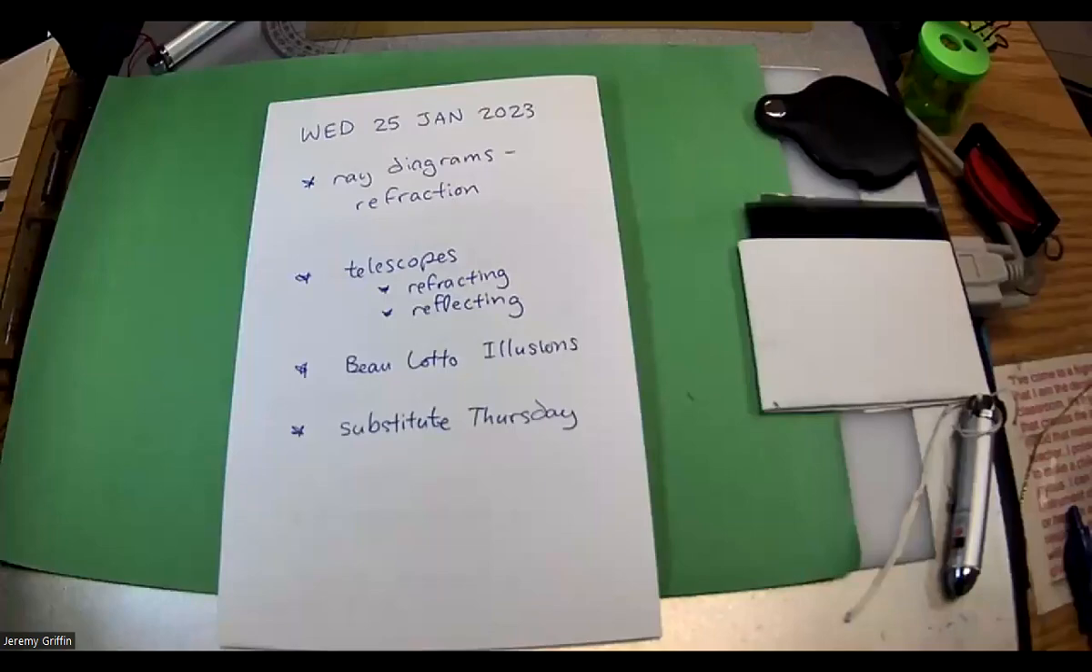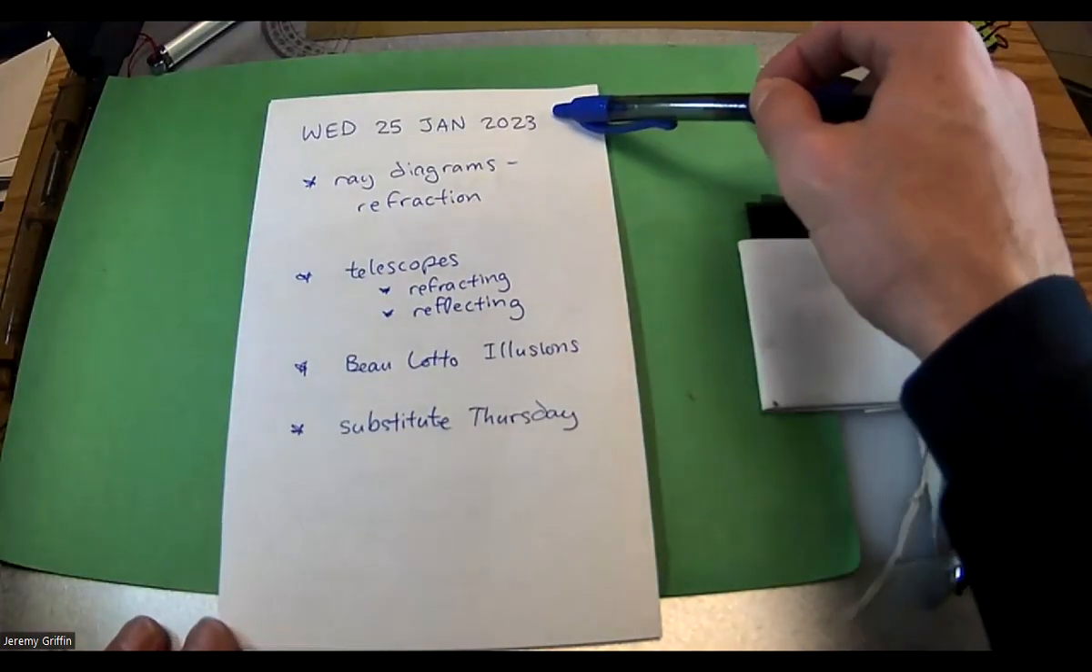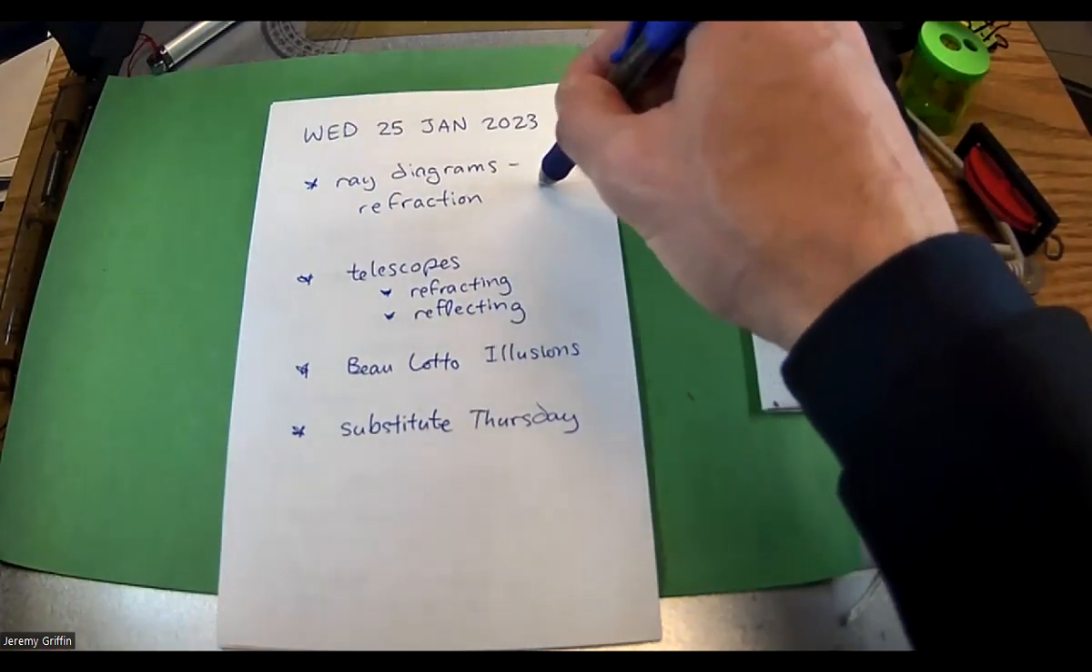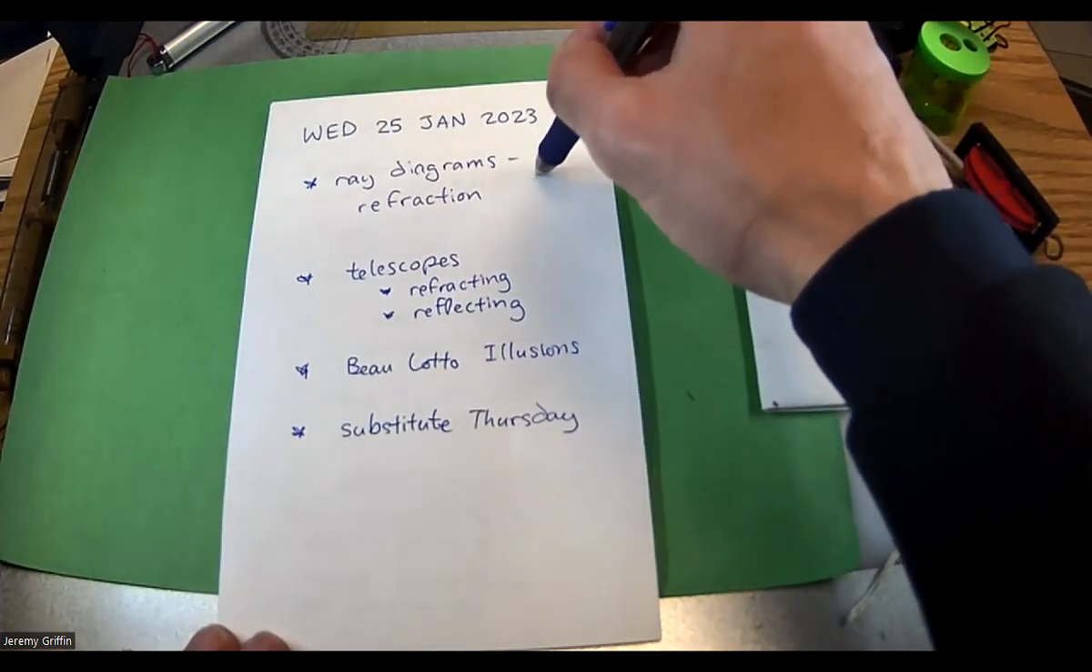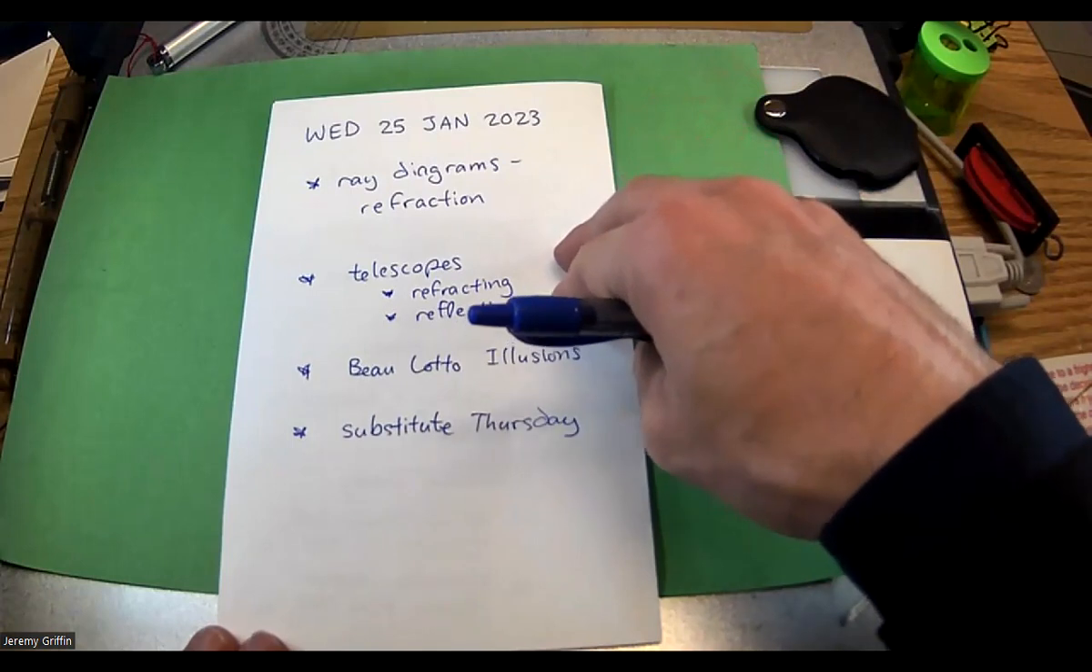All right, recording is rolling. So it is Wednesday, January 25th. We're going to do ray diagrams for refraction day and also look at telescopes, how telescopes work.